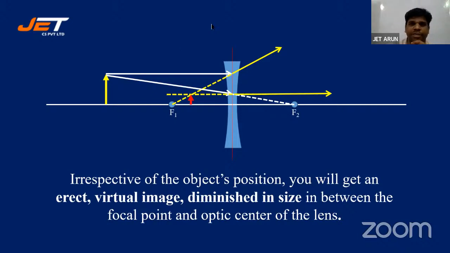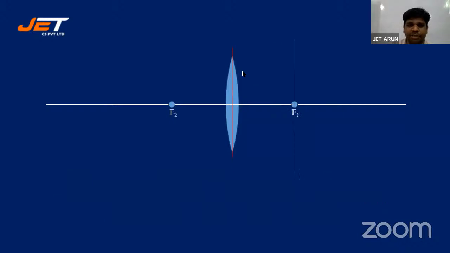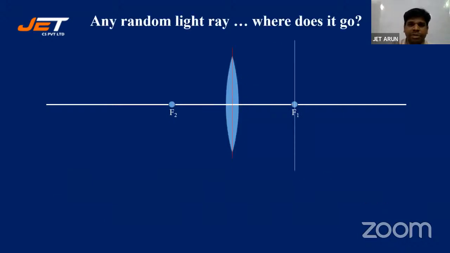Think about it. All right, now let's go for the next situation. I've got a random ray. Some random ray I'll take, and I have to decide the direction it goes after refraction through the lens. So I choose this random ray. I have to see how it deviates and trace it. This line passing through F1 is shown, that's a focal plane.